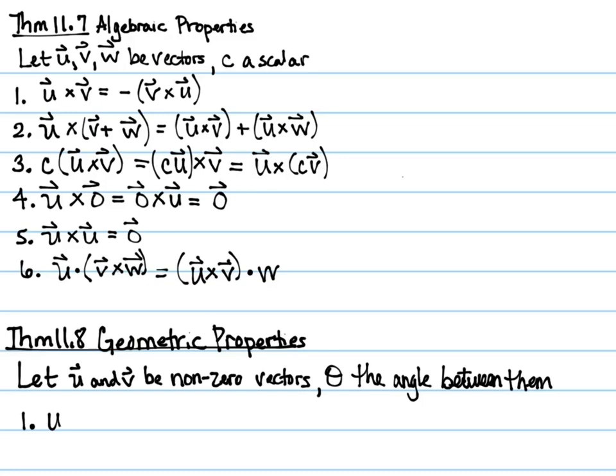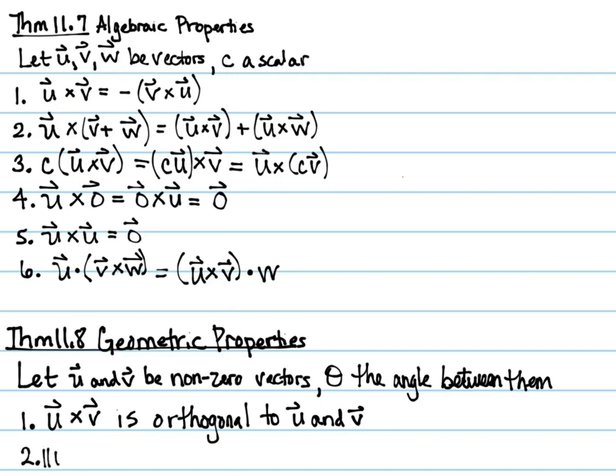Property number 1 is that u cross v is orthogonal to u and v. Is there a symbol for orthogonal? If there is, I haven't seen it used. I mean, we'd love it to look like the perpendicular symbol. That's sort of our imagery that we've had in mind, but I haven't seen anything used to that extent, so I'm going to go with no. The magnitude of u cross v is equal to the magnitude of u times the magnitude of v sine theta.